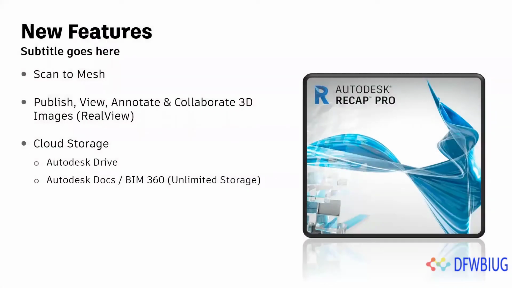So what's new in ReCAP? Honestly, not a heck of a lot, but there are some really cool features though. So scan to mesh, you may have seen that one before. Basically being able to take that point cloud, upload it to your cloud project and create a mesh file from it. You can also publish, view, annotate, and collaborate on 3D images. And I say 3D images, it's sort of the point cloud behind the scenes, but it's really that mirror ball, that 360 photo that's being uploaded that you'll see a little bit later on.